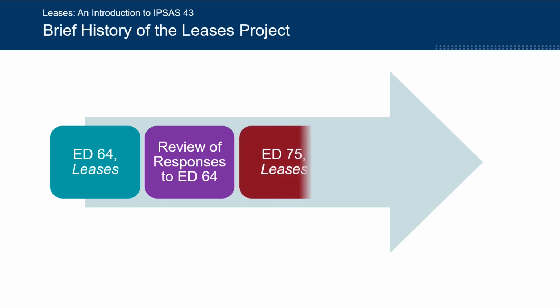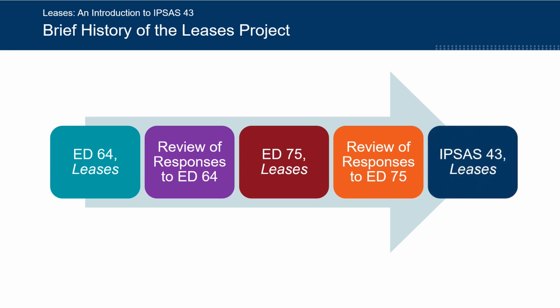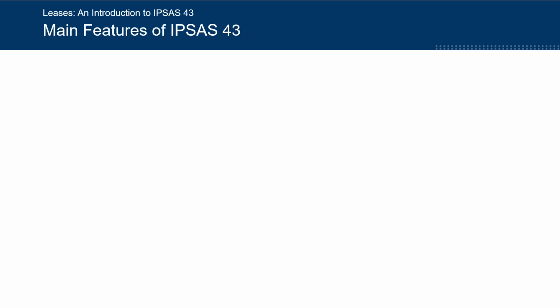In January 2021, the IPSASB issued ED 75, which included IFRS 16 aligned lease accounting models for the public sector for both lessees and lessors. The overall constituents' positive feedback to ED 75 proposals and following IPSASB's Consultative Advisory Group advice led IPSASB to proceed with its ED 75 proposals and approve IPSAS 43 Leases in December 2021. IPSAS 43 was issued in January 2022. Let's look now at the main features of IPSAS 43.